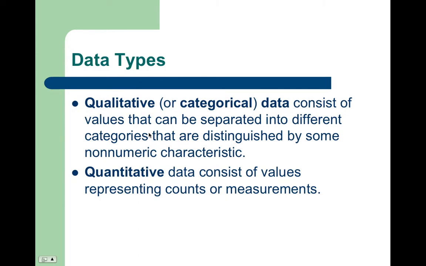So it consists of values that can be separated into different categories that are distinguished by some non-numeric characteristic. And that's the chief thing to note here, non-numeric. So an example that I just used earlier would be eye color. Obviously, that's a difference of type or difference of quality, as in qualitative, but it's not necessarily a difference of count or difference of possessing that quality.